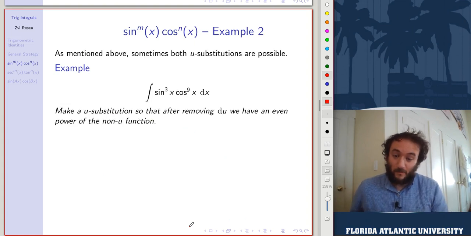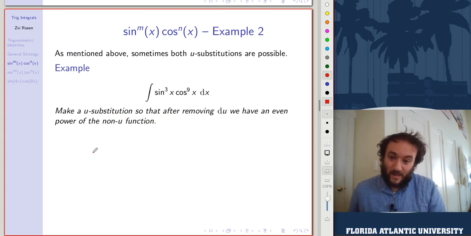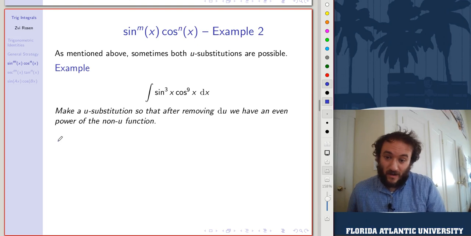Okay, let's see another example. This is also of the form sine to the m of x cosine to the n of x, and it's an example where both u substitutions are possible. So let's consider what would happen if we do u equals sine x. Okay, then we know that du equals cosine x dx.